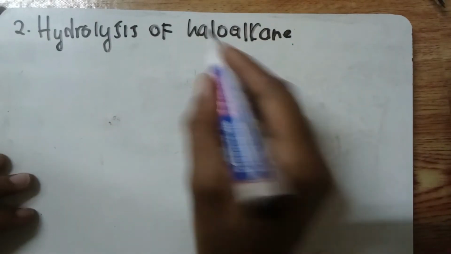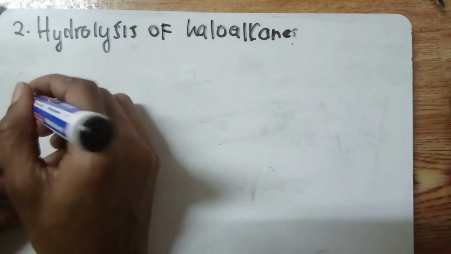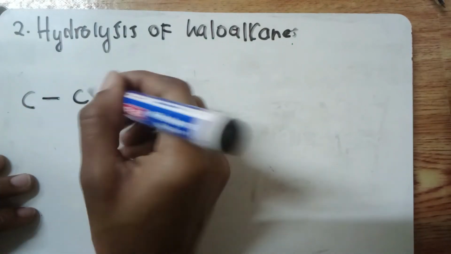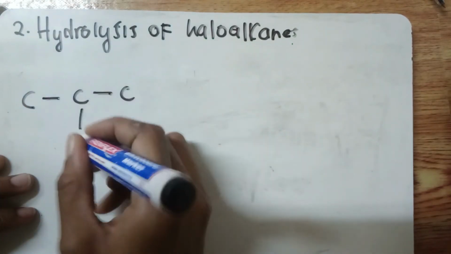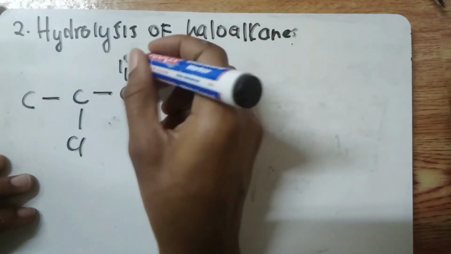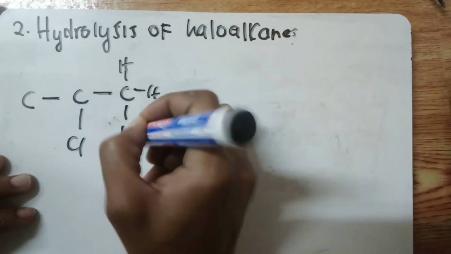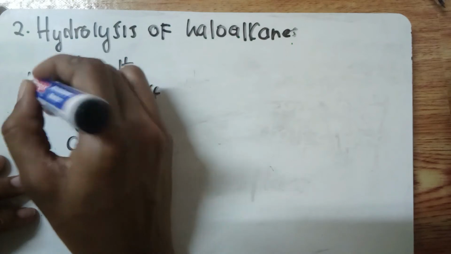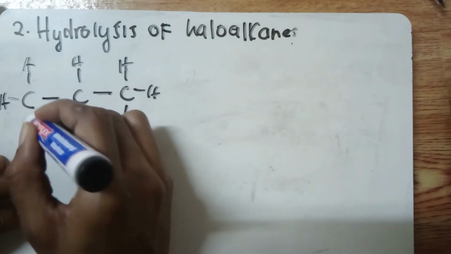Hydrolysis. So that's hydrolysis of haloalkanes. That means that we start with a specific haloalkane. Let us say in this case we had 2-chloropropane, and we started with it.